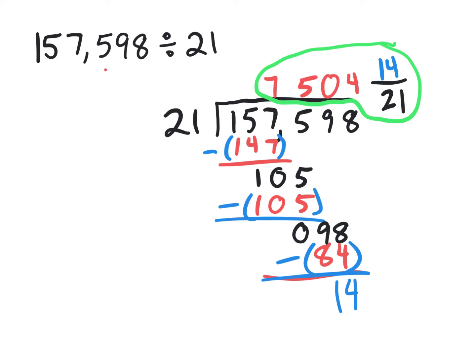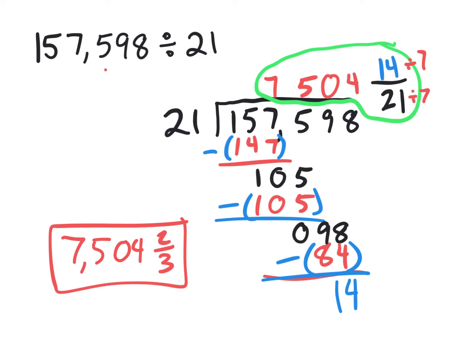That sounds weird because it could be reduced, and we have to reduce. Always make any answer as simple as possible. Always simplify. So we have 7,504, and if we divide both top and bottom by 7, we will get 2/3. So there's your answer. That took a while, but it's good to review. That way, when we get to polynomials, it will make more sense.